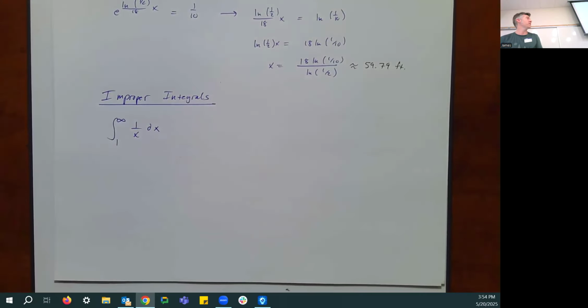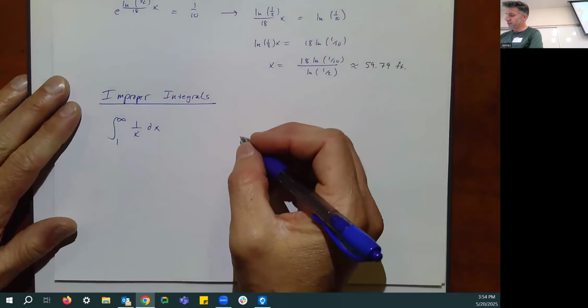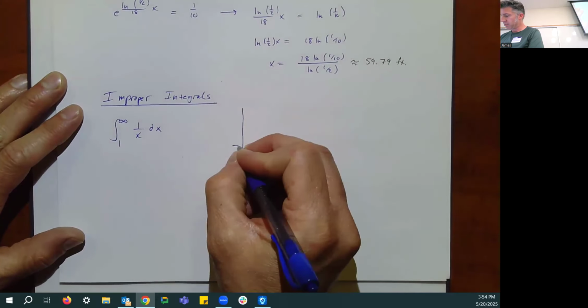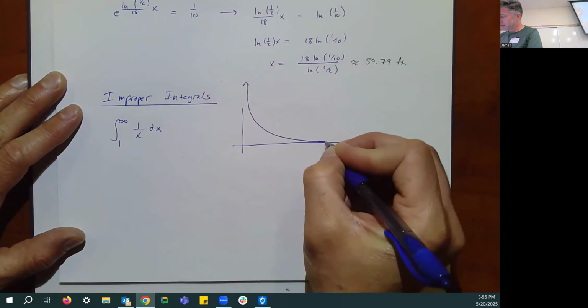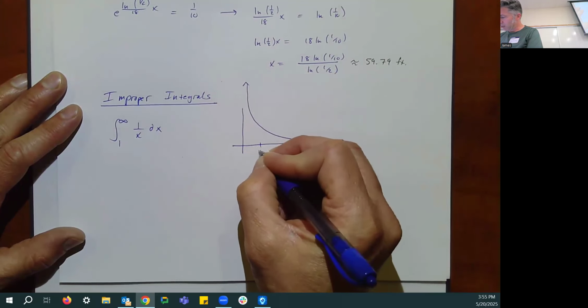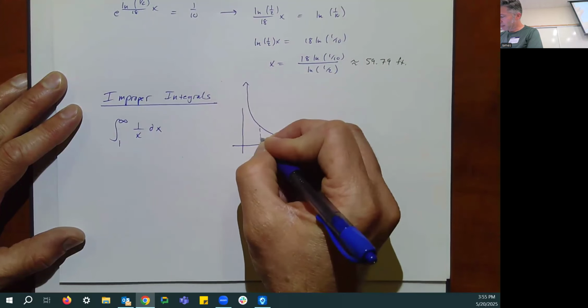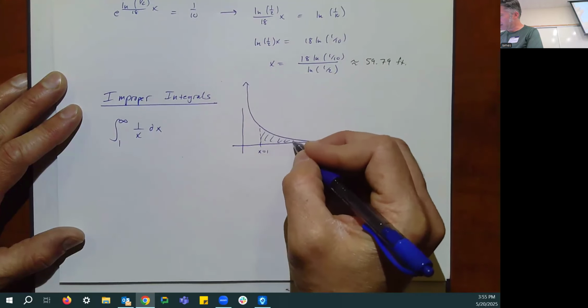So this is kind of the classic first example of an improper integral. The integral from 1 to infinity of 1 over x dx. So the idea here is that we're looking at all of the area under the curve 1 over x starting at x equal to 1. So we're trying to figure out what that's going to be.